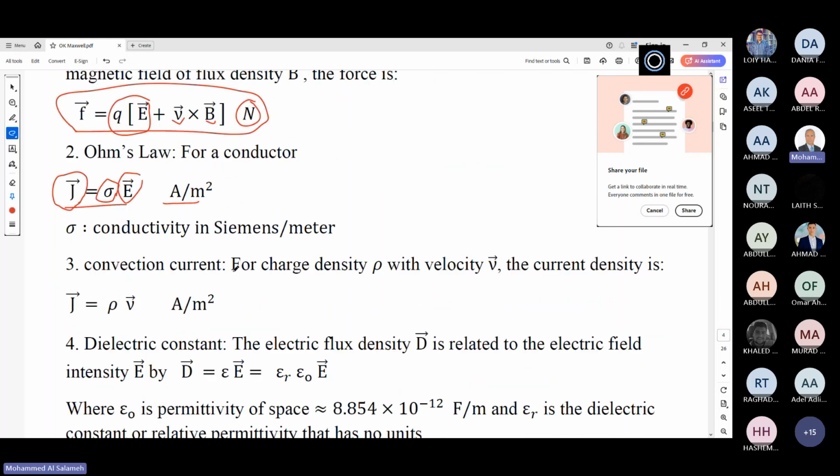The convection current for charge is J equal rho V. Here in an insulator, there is no conductor, sigma equal to 0. So J equal rho V. Rho is the volume charge density and V the velocity. This should be rho V.